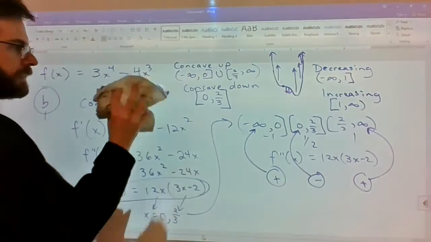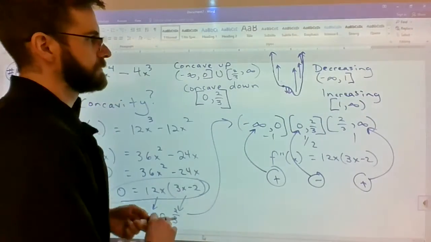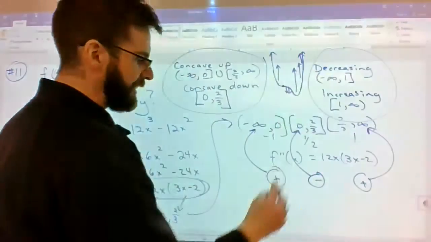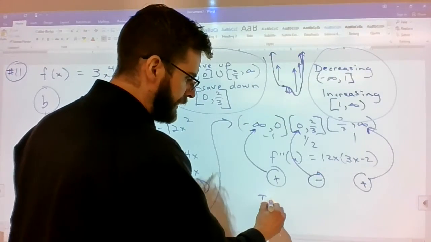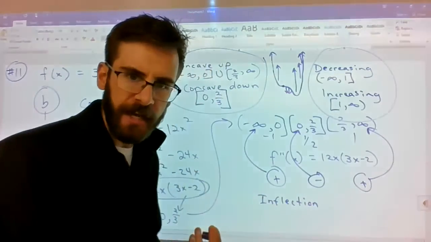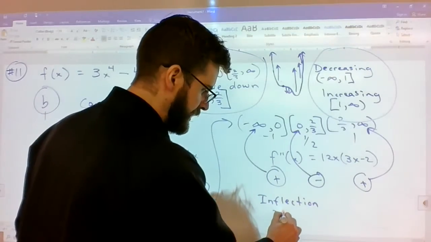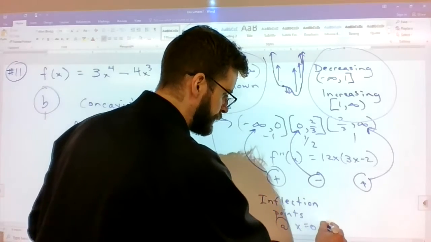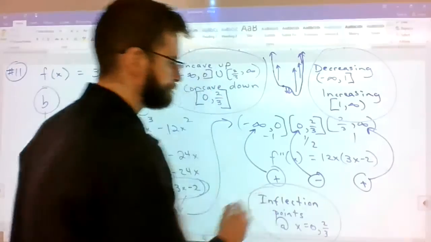So we got this info, we've got that info, and then we've got inflection points. And I'll just give the x coordinates to save some time. At x equals 0 and x equals 2/3. Okay.